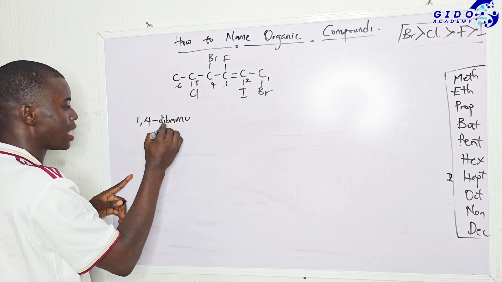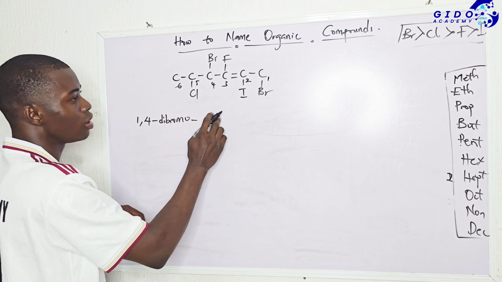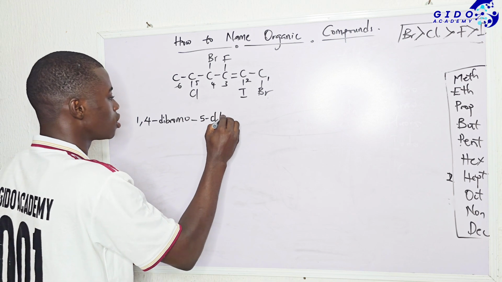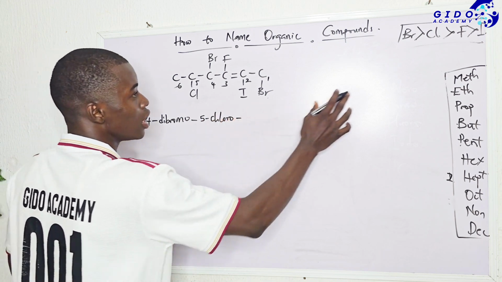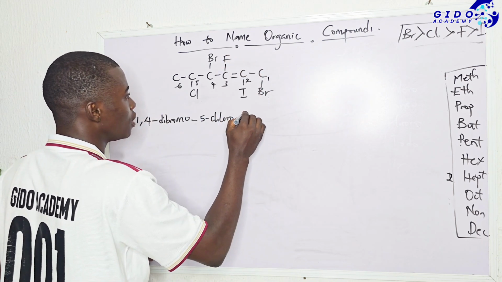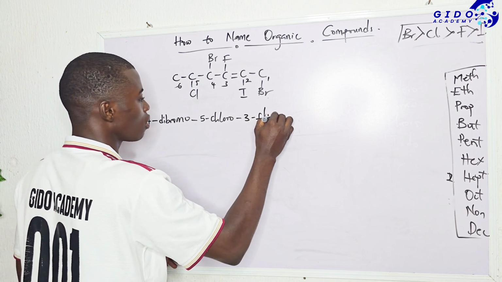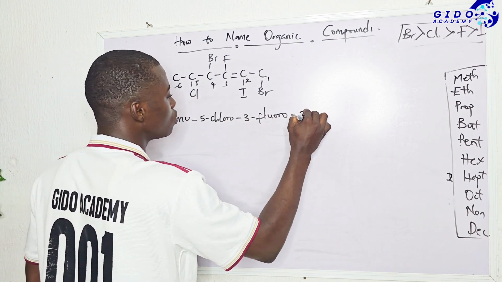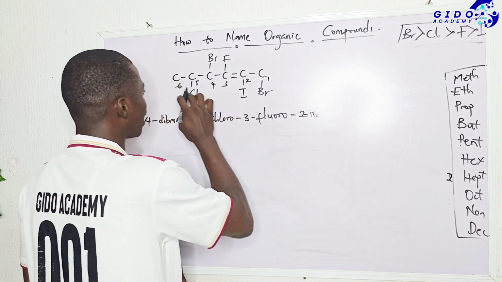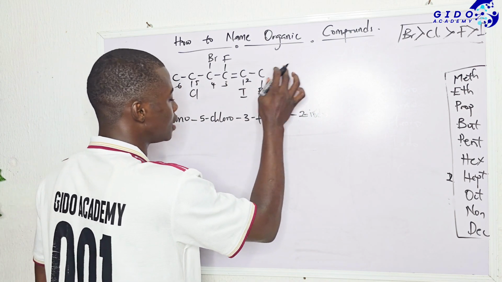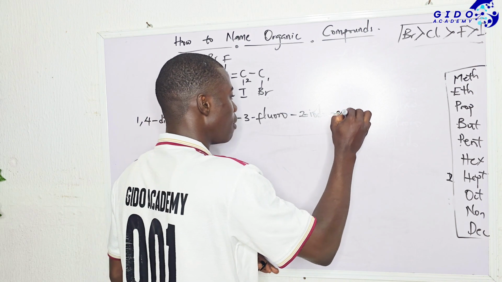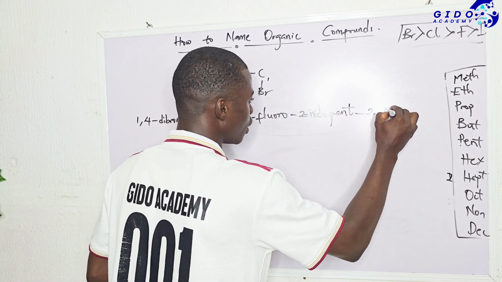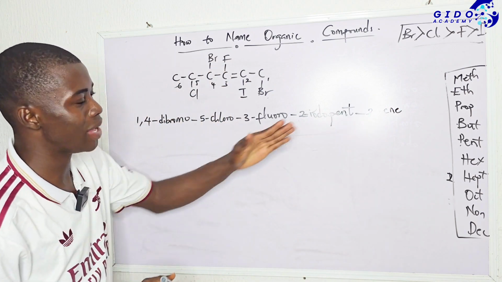Dibromo. The reason why they are di here is because they are 2. Then you put a hyphen. The next one here is what? Is chlorine. 5 chloro. 5 is what? Is chloro. Yes. The next one here is what? Fluorine. So fluorine will now be 3 fluoro. Then iodine. 2 iodo. How many carbon atoms? 1, 2, 3, 4, 5, 6. 6. You now write what? Hex. What's the position of the double bond? 2. Hex-2-ene.